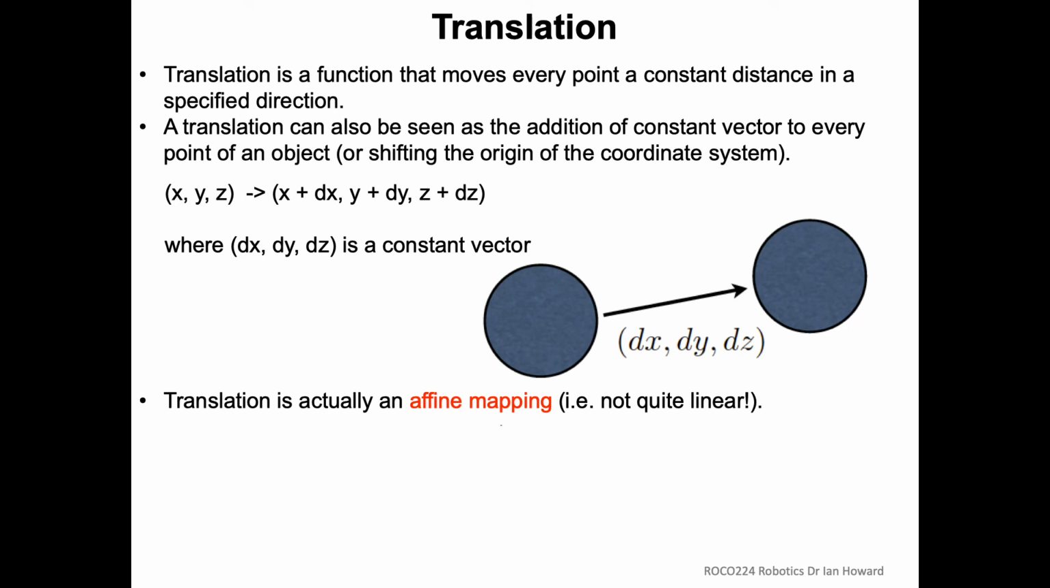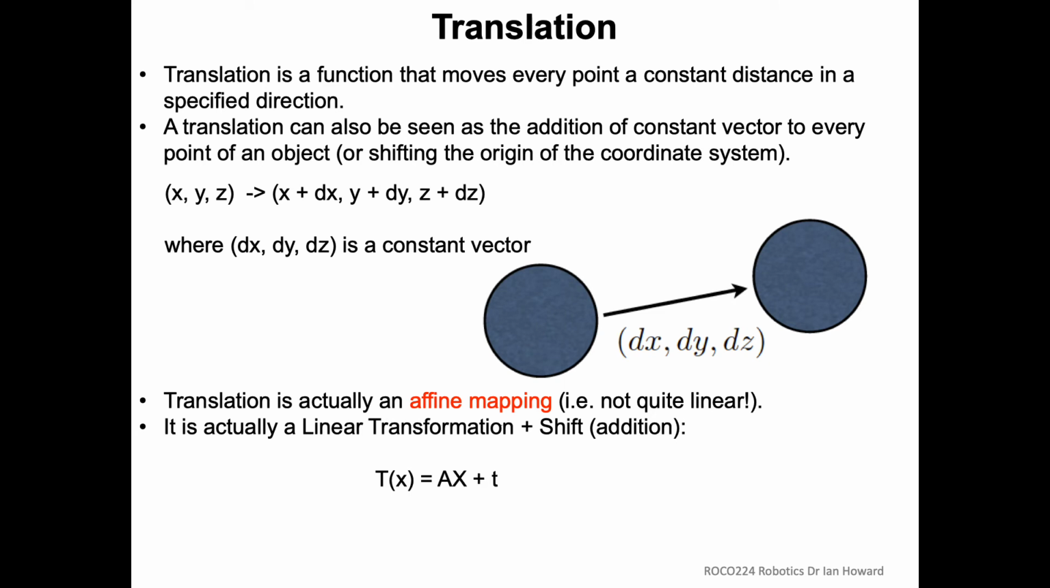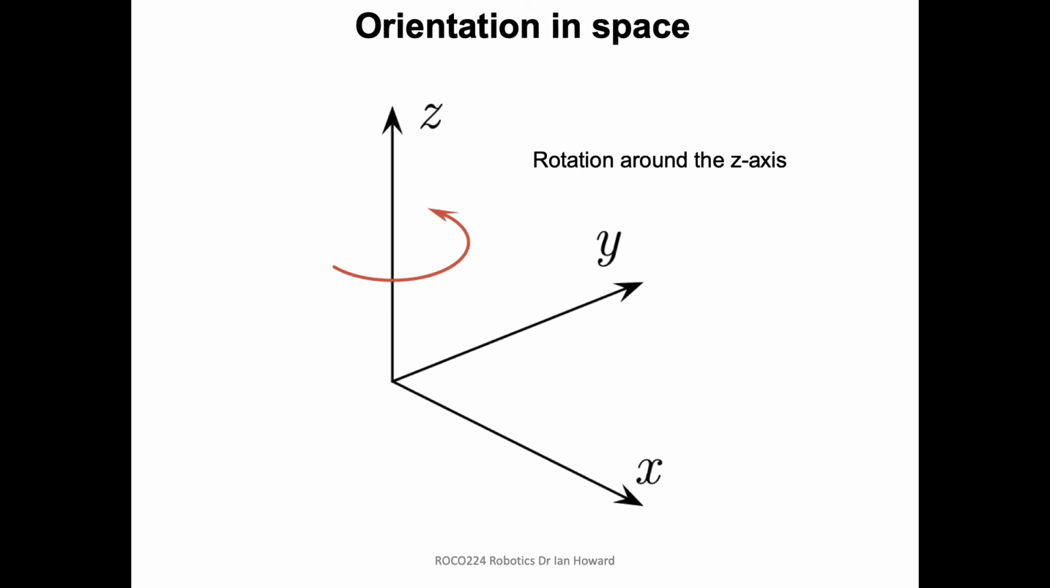So this is actually not a linear transformation, it's what's called an affine transformation, because it can be thought of as a linear transformation. In this case, it's not being rotated, so we multiply by, in fact, the identity matrix, and then we add on a shift. We'll talk a lot about this when we get onto homogeneous transformations and how we deal with all this kind of thing.